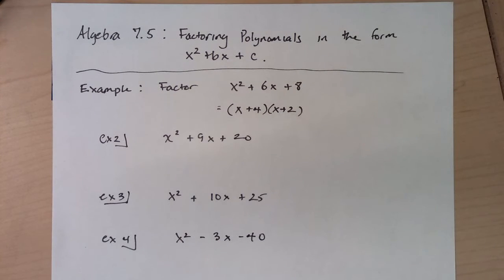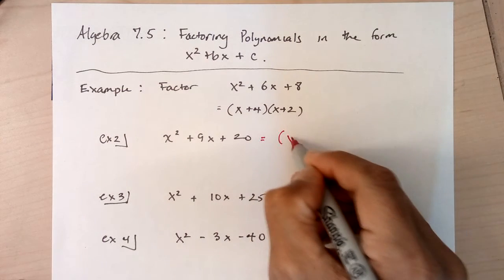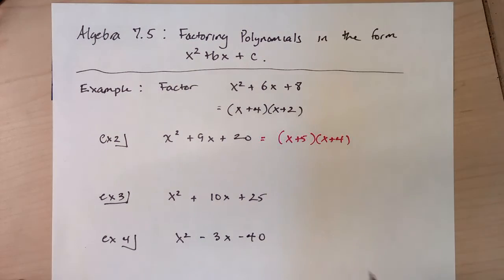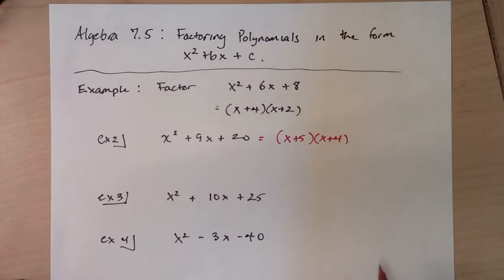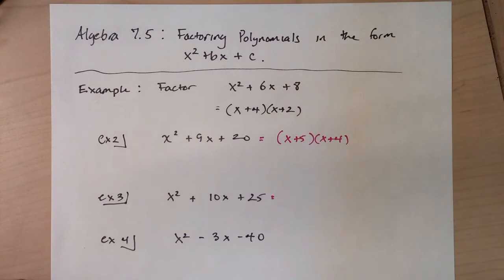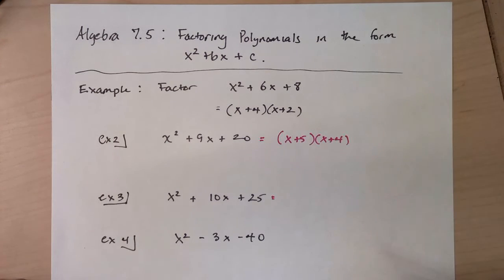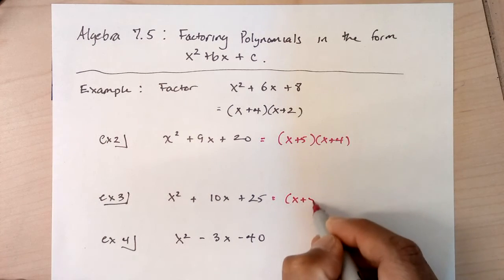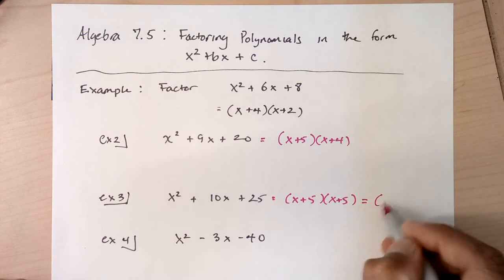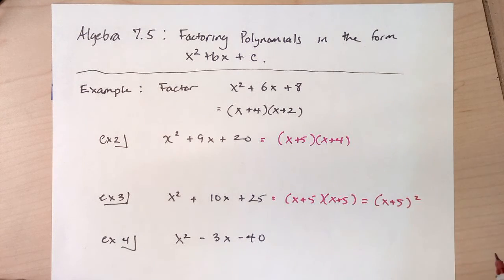I'll go through a couple other examples, and then we'll go through the process on how to factor completely. Looking at the next example, x squared plus 9x plus 20 would factor into x plus 5 times x plus 4, or again, x plus 4 times x plus 5. The order of the binomials doesn't matter. The signs do matter, however. Example 3, x squared plus 10x plus 25 would factor into x plus 5 times x plus 5, or I could rewrite that as x plus 5 quantity squared.